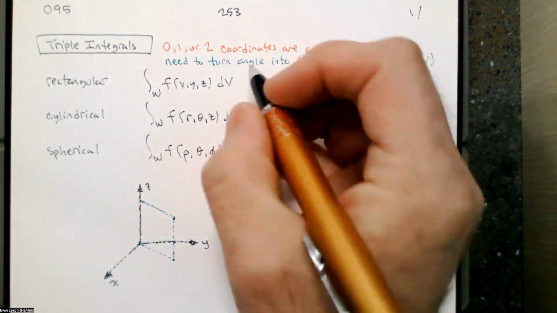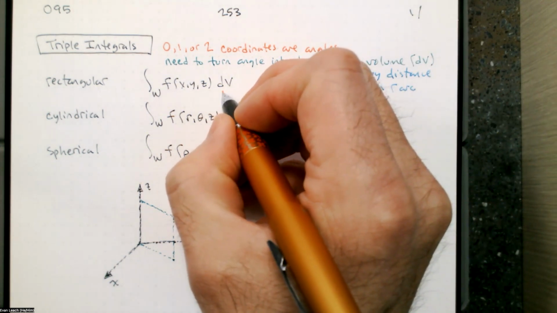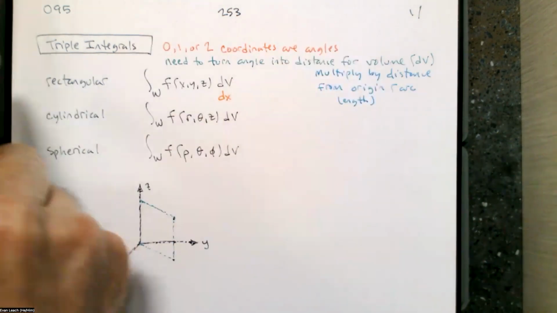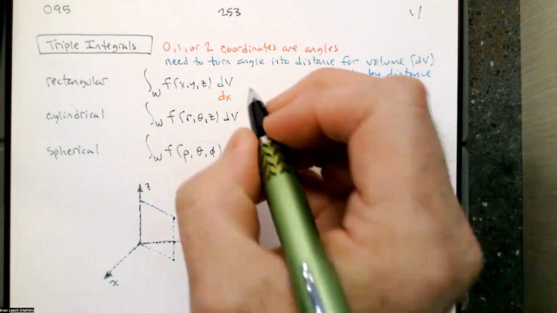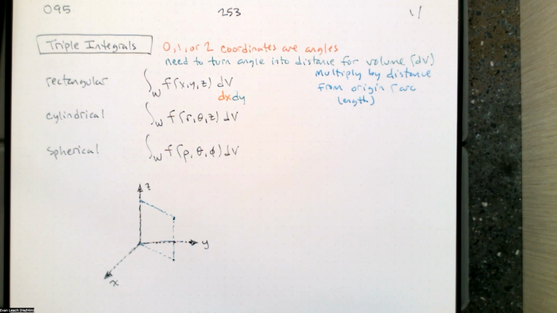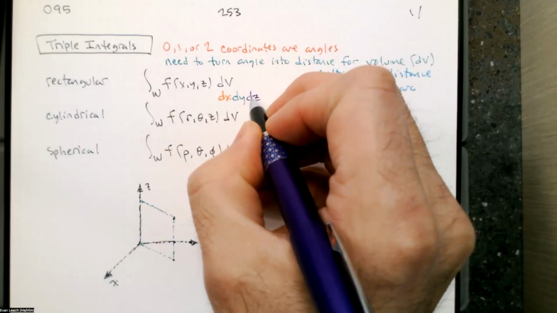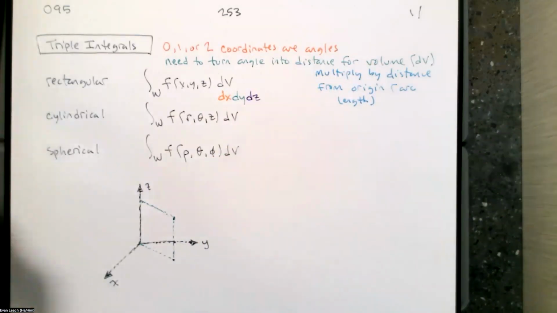So for dV, we can write dV as dx. In rectangular coordinates, dx, that's a distance. dy, that's a distance. dz, that's a distance. So this is going to be a volume. X, y, and z are all distances. I've got cubic distance, which is otherwise known as volume.